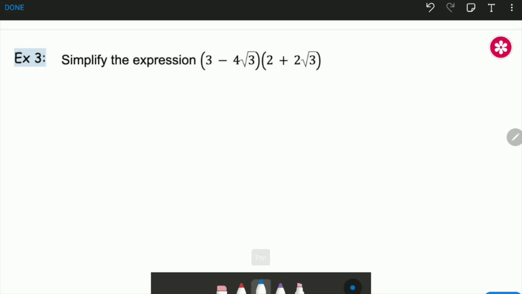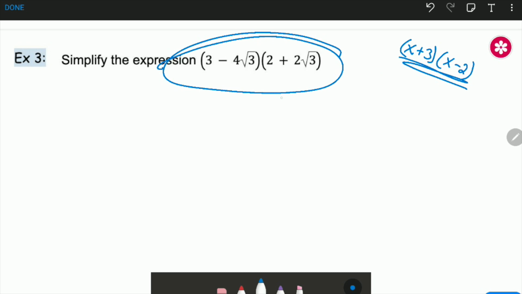Okay, in this example, we're supposed to simplify this expression. Now, it may look crazy and new, but if you've been doing algebra, then you probably know how to do this. The way we start this problem is the same way you start multiplying x plus 3 times x minus 2. It's just distribution. Now, it does involve radicals, but it does start off as distribution.